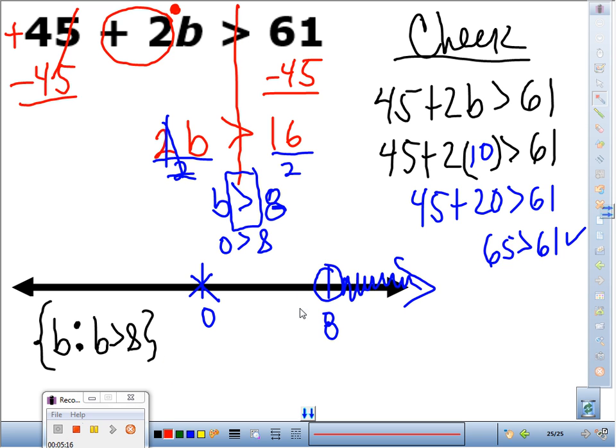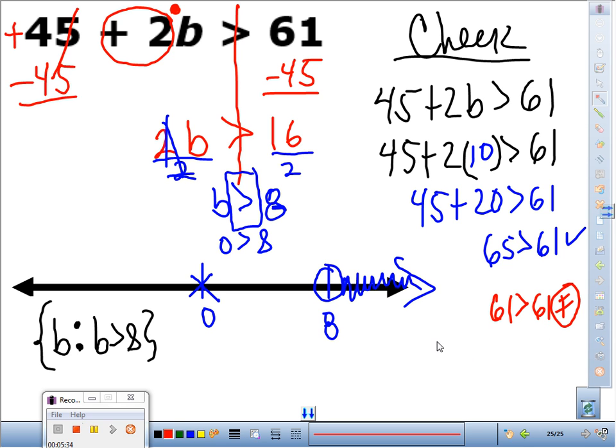So, Rudy, what would happen if we substitute 8 in there? It would be 61 is greater than 61. At the end, we end up with 61 greater than 61. Is that true? No, that is false.